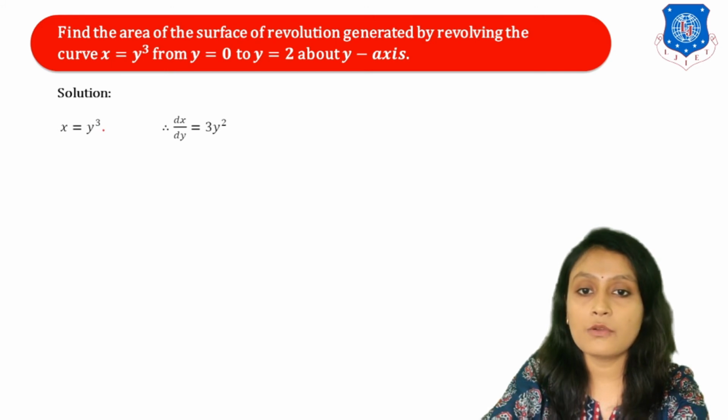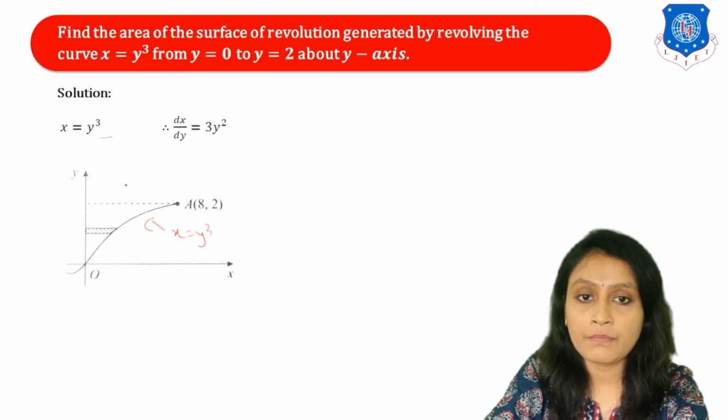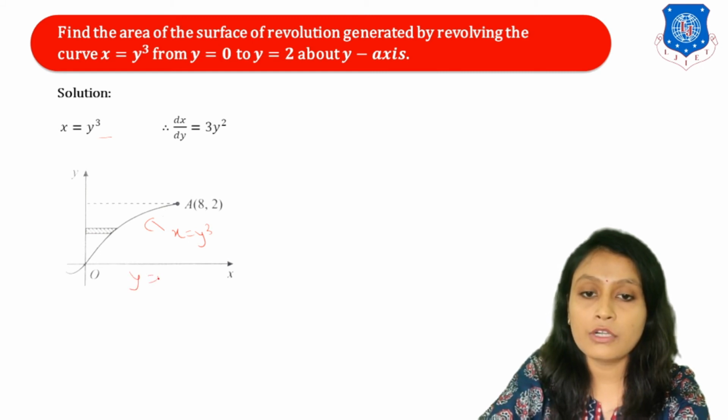Now here x equals y cube is given. So firstly we will find dx by dy. We will differentiate this with respect to y, so we will get 3y square. Now this curve, that is x equals y cube, is shown over here. This is the line y equals 0, that is the x-axis, and this is the line y equals 2 given, and we are rotating this around the y-axis.